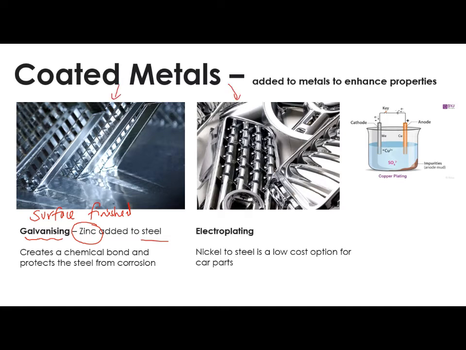Another example of a coated metal, and I'm sure that you've done this in science, is electroplating, where you have the cathode and the anode. Electroplating is used quite commonly. An example of it is nickel, which is often used to plate steel, and that is used in things like car parts. But you can also have gold plating, and tin plating is used on tin cans. So those are examples of coated metals, quite a simple concept.